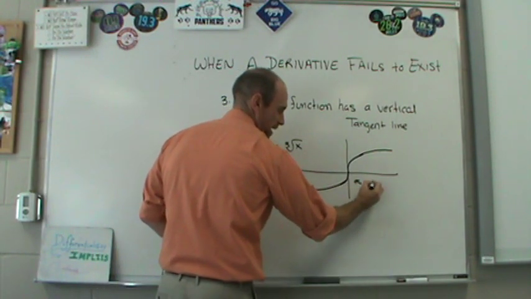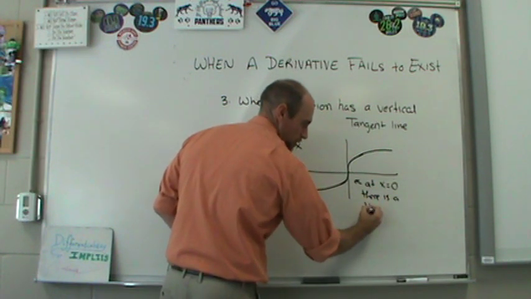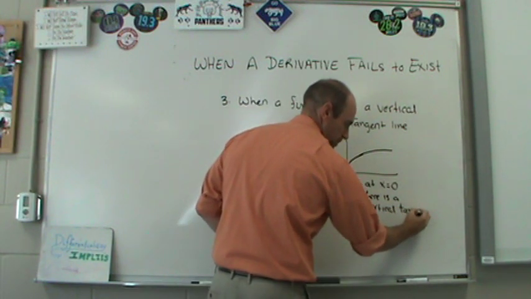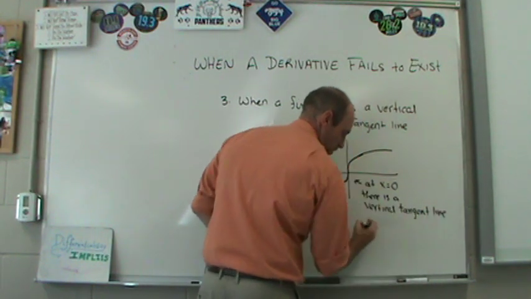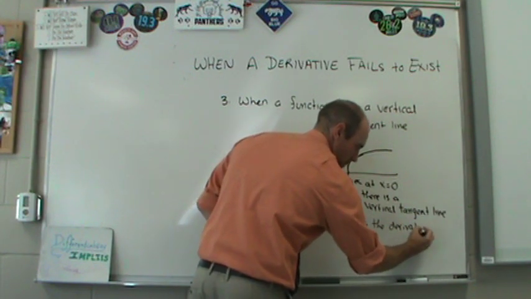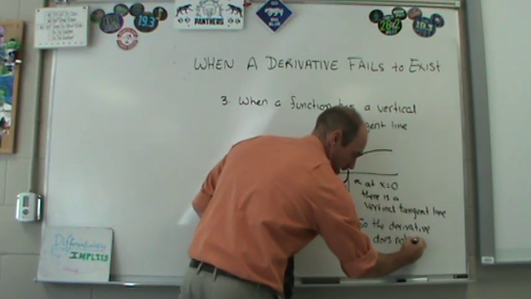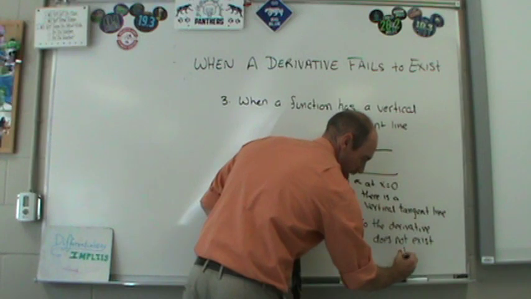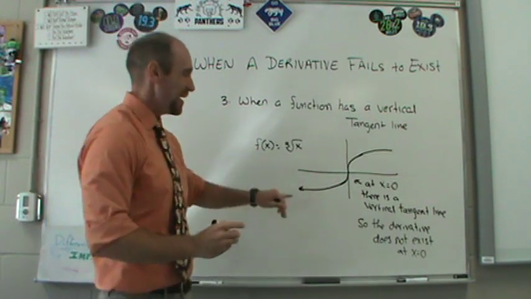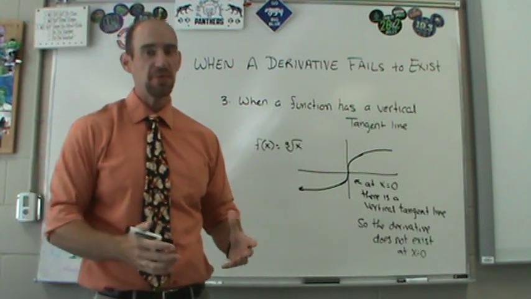All right, so at x equals 0, there is a vertical tangent line. So the derivative does not exist at x equals 0. Remember, anywhere else on the graph, totally okay, but at x equals 0, it does not exist. Okay? Those are the three big reasons why a derivative doesn't exist.